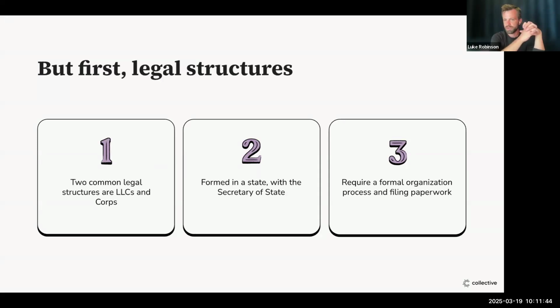That is a business structure. And of course, it requires a formal organization process. You've got to file paperwork. Usually you have to file an annual report to keep this limited liability company in existence. That's what a business structure, or a legal structure, is.